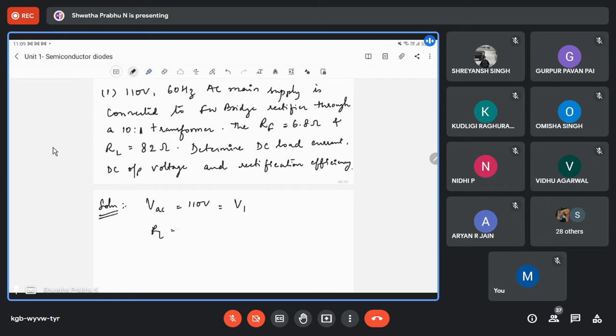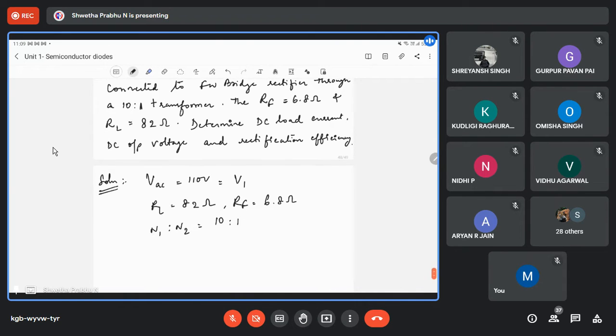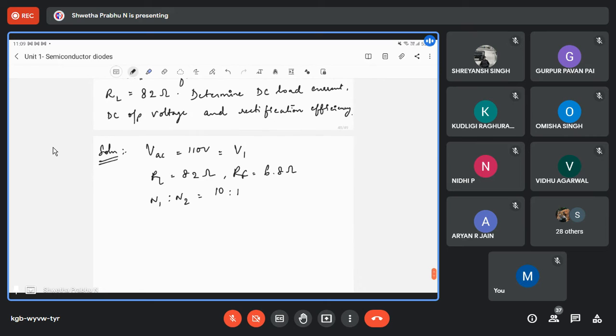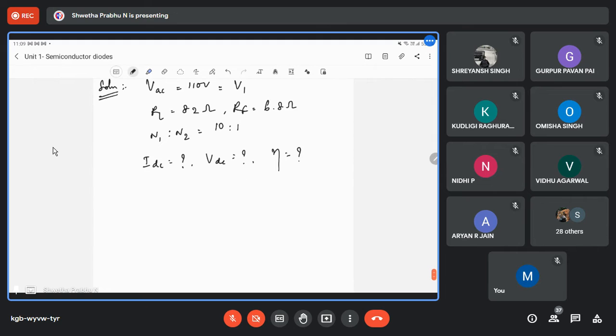Next, RL they have given 82 ohms. RF they have given 6.8 ohms. And the turns ratio they have given, that is N1 is to N2, that is 10:1. And they're asking you to calculate IDC and VDC and efficiency. Shall we solve?